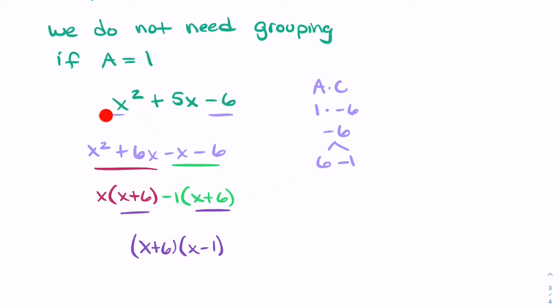So if this coefficient's a 1, you don't have to go through the factor by grouping process. You can simply go directly from this step to this step. What times what gives me x? That's x times x. What gives me -6 that adds to 5? +6, -1. And you skip that step.